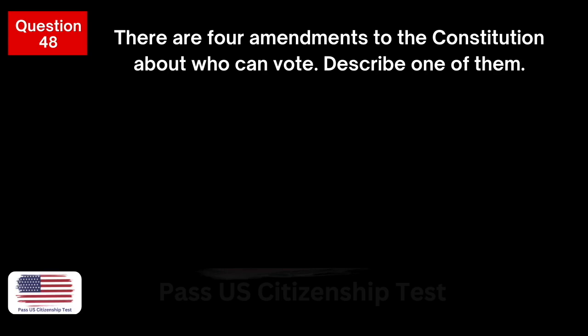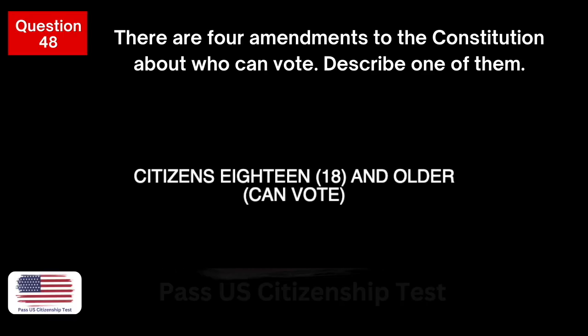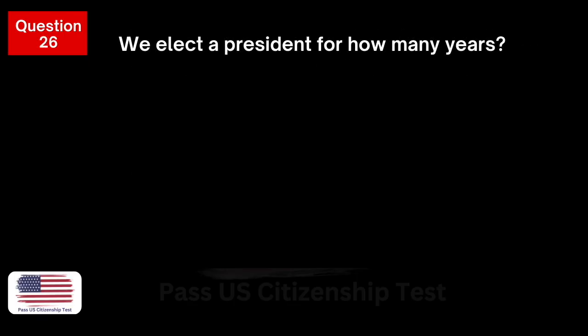There are 4 amendments to the Constitution about who can vote. Describe one of them. Citizens 18 and older can vote. We elect a president for how many years? Four.